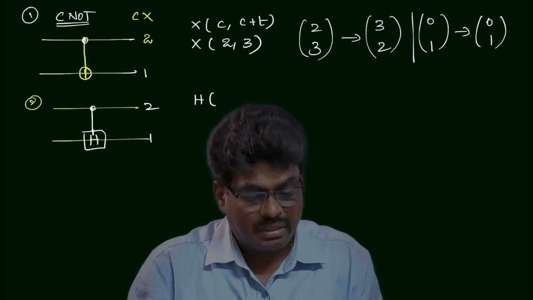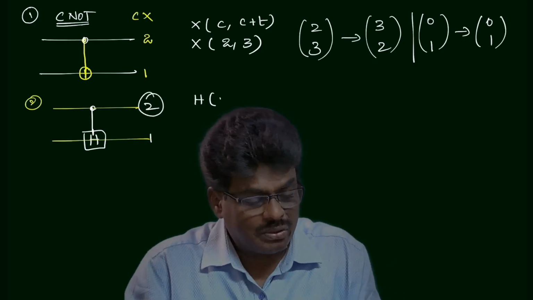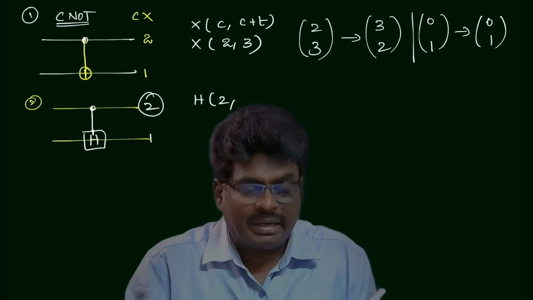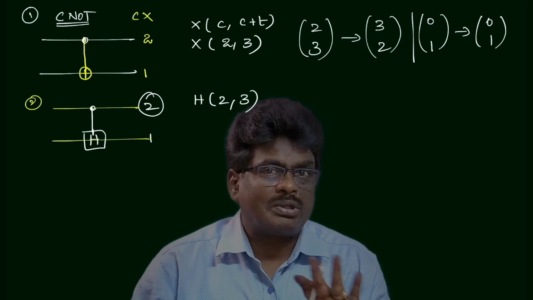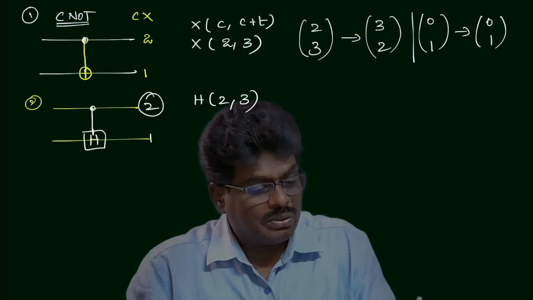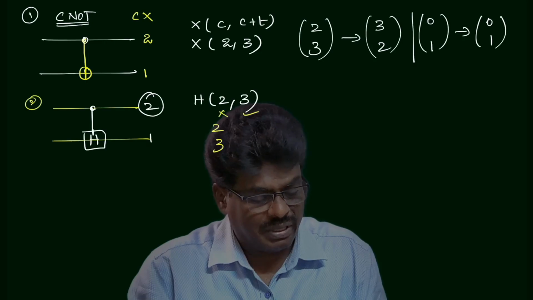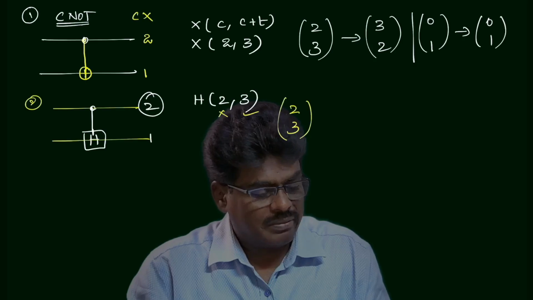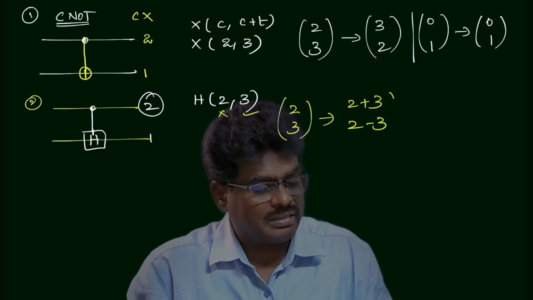It's very simple. First come to the control. Control is 2, comma, come to the target, that is a 1, 2 plus 1, 3. So it creates only superposition of 2 and 3. It won't change that 0 and 1. So 2 is off, 3 is on. That means 2 3, 2 off. That's why 2 plus 3, 3 on, 2 minus 3.